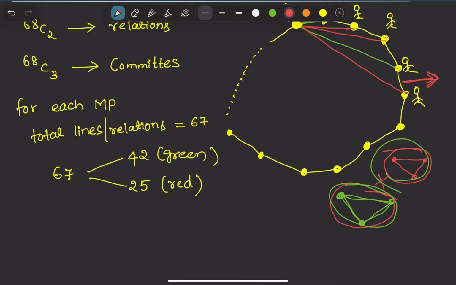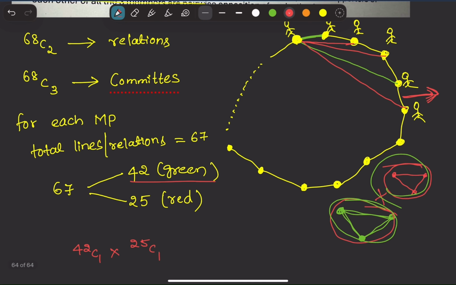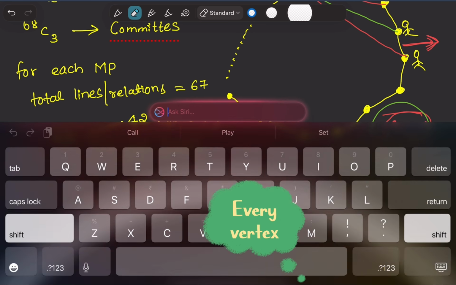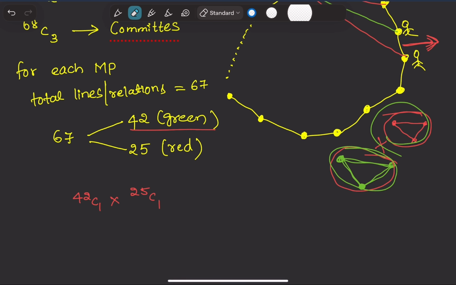So how many ways can we do that? That can be done in 42C1, since we have 42 green edges, multiplied by one red edge you have to choose, which can be done in 25C1. Alright. Now you can go and do that at every vertex, so I will multiply this with 68.